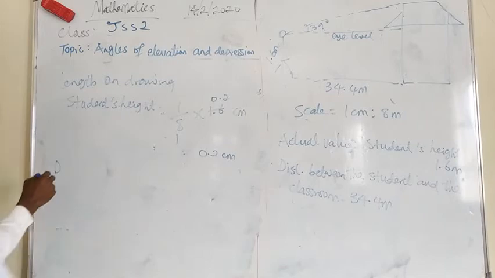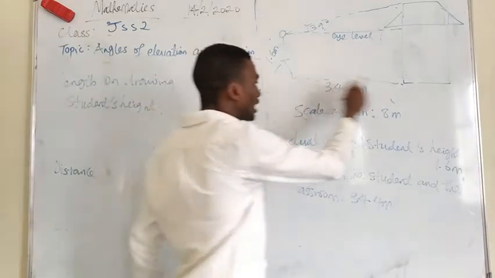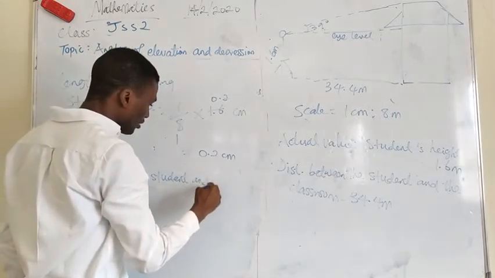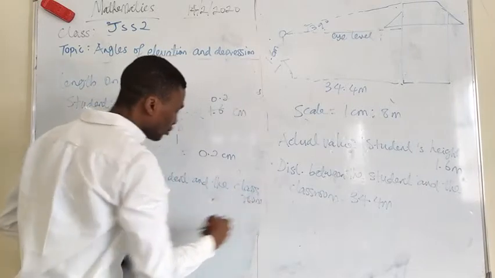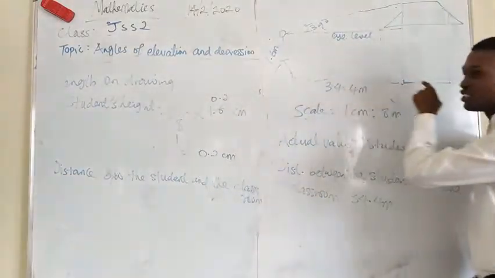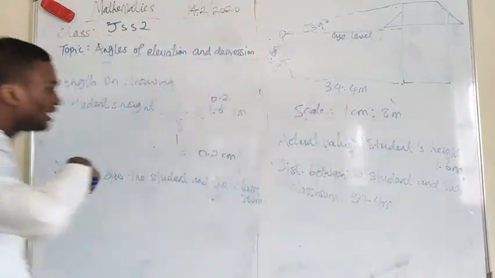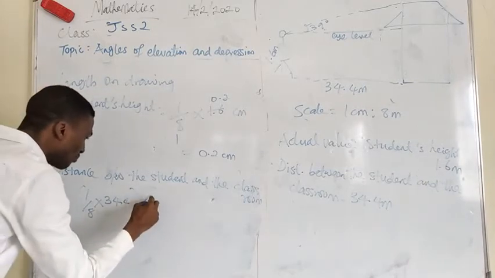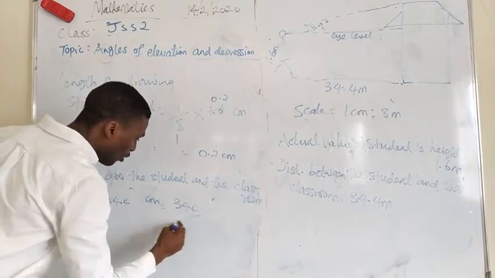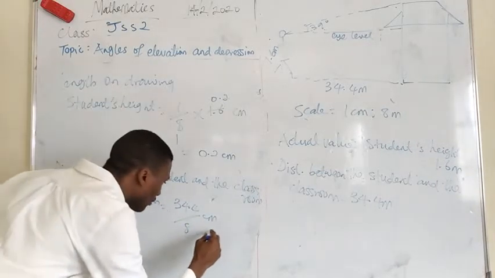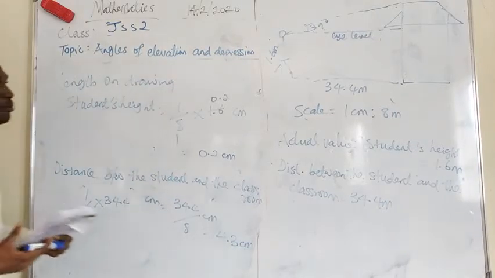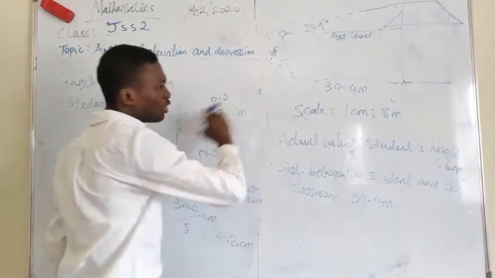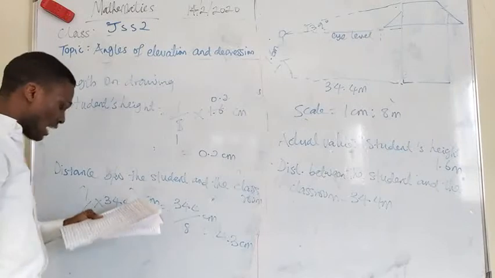Now we look at the distance between the student and the classroom. From our actual size, the distance between the student and the classroom is 34.4 meters. So we apply this scale again to get our length of the drawing. We say 1/8 times 34.4, all in cm. This will give us 34.4 all over 8, all in cm. If we divide this, we get 4.3 cm. So the distance between the student and the building for our length of drawing gives us 4.3 cm. That means 4.3 cm on the board should give us the actual value of 34.4 meters, the distance between the student and the classroom.